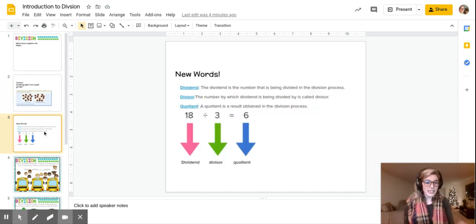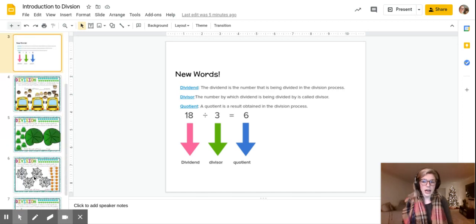The divisor is how many groups you're putting it into. Okay, so that's the number of people in that last example. And the quotient is the answer. Okay, so how many chocolates would each person get? So in this example, we have 18 divided by 3 equals 6.